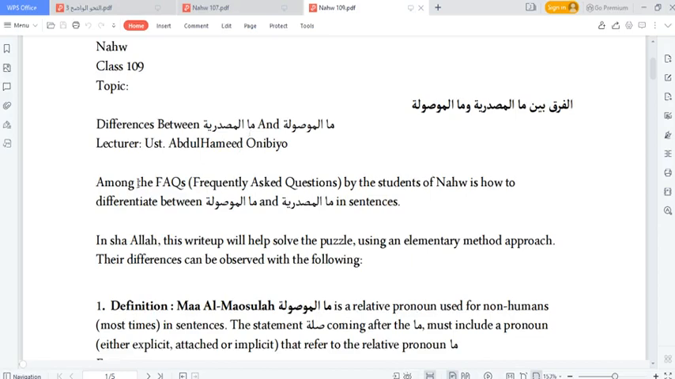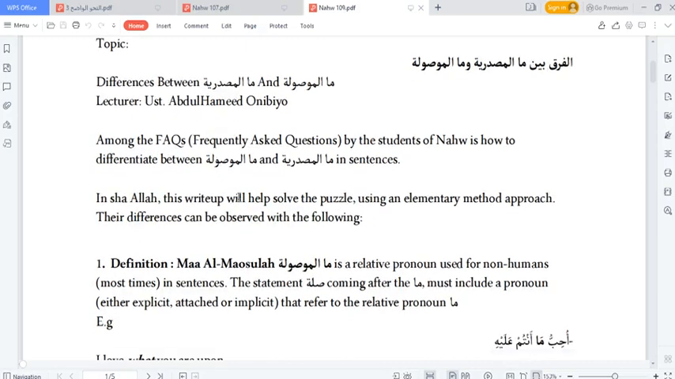Among the frequently asked questions by the student of Nahw is how to differentiate between ma al-mawsula and ma al-masdariya in sentences. It's confusing. How do I differentiate it?